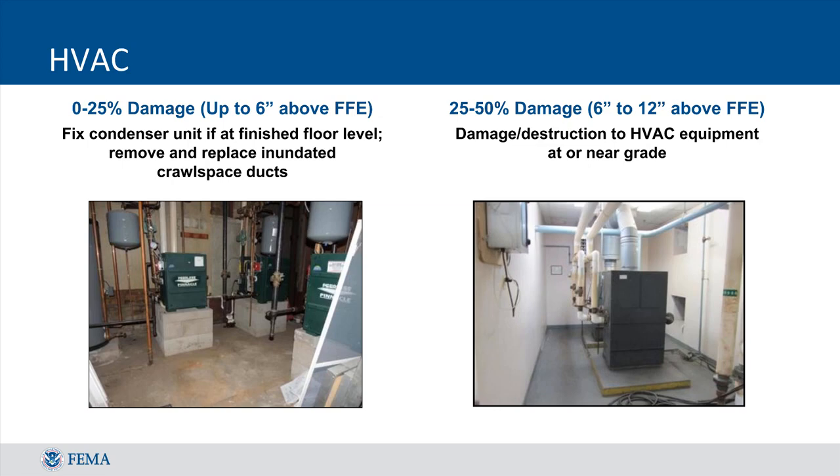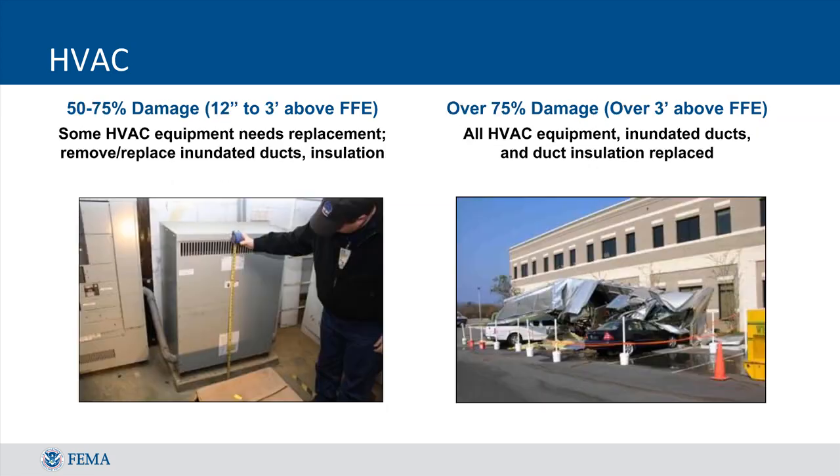A structure in the 25 to 50% range for HVAC may have some additional duct damage, or there may be some minor or moderate repairs needed to get the HVAC components back to functioning. The photo on the right shows a system that experienced some minor flooding, but most of the overall distribution system remained untouched.